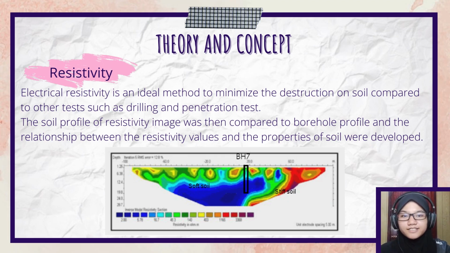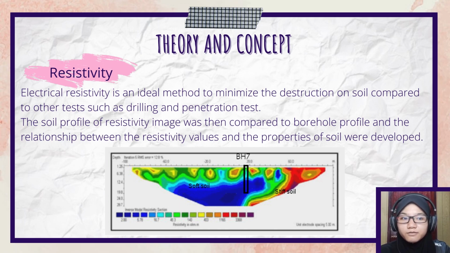Okay, third, resistivity. Electrical resistivity is an ideal method to minimize the destruction on soil compared to other tests such as drilling and penetration tests. The soil profile of the resistivity image was then compared to the borehole profile, and the relationship between the resistivity value and the properties of soil was developed.